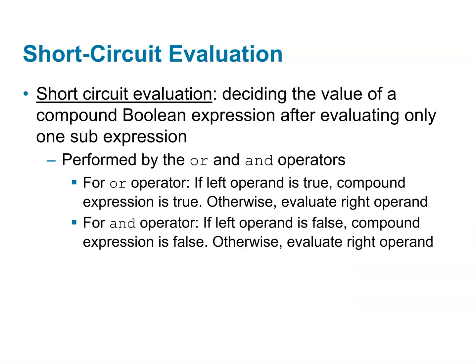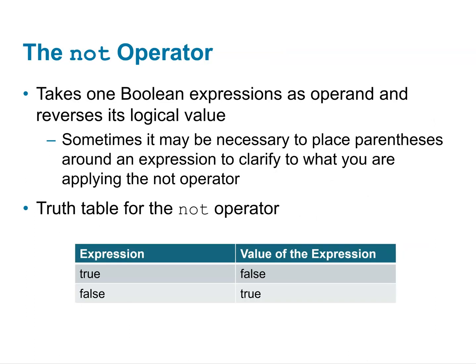Now, there's this thing called short-circuit evaluation. It decides the value of a compound Boolean expression after evaluating only one subexpression. So if you say x is greater than 5 and x is less than 10, and x is greater than 5 is false, the whole thing bombs out because it doesn't need to check the rest. Similarly for or, the minute it can tell one of them is true, it stops looking at the rest. Not simply flips it. It says if not x, if not true, and then go through.